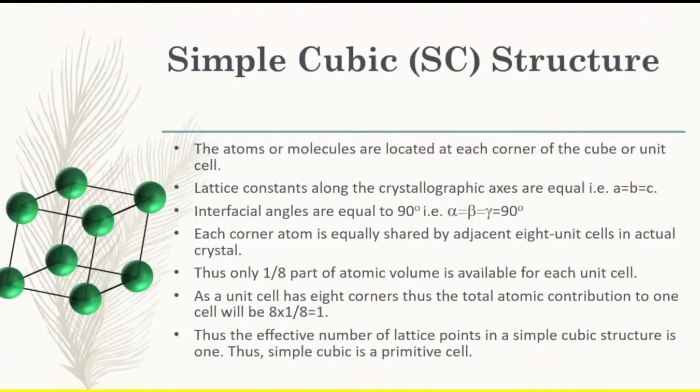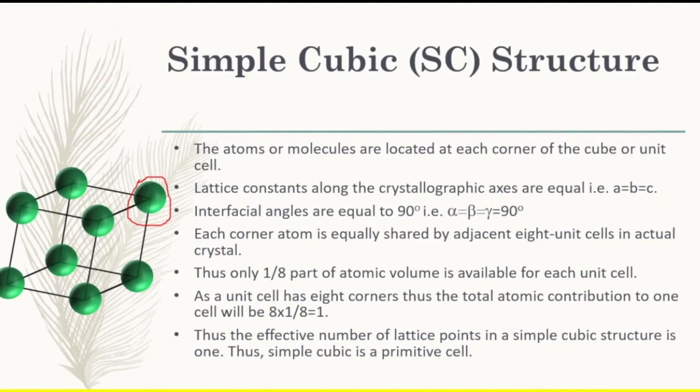In the simple cubic structure, the atoms are located at each corner of the cube and the lattice constants are equal to each other, and the interfacial angles are also equal to each other and are equal to 90 degrees. Each corner atom is shared by 8 unit cells. So this corner atom is actually shared by 8 unit cells.